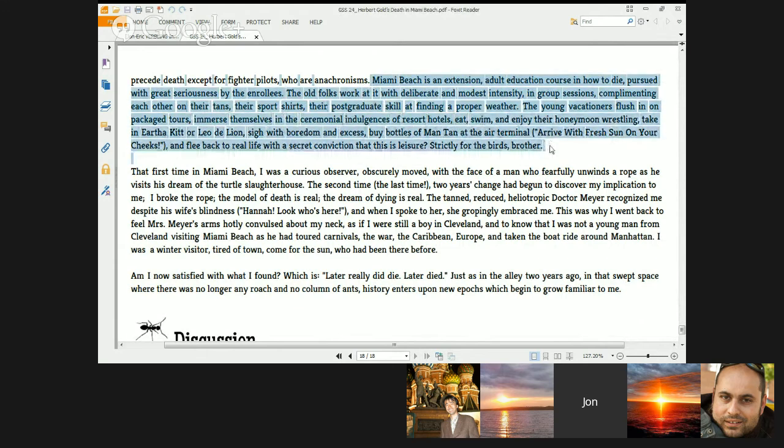Keep going. Miami Beach is an extension adult education course in how to die, pursued with great seriousness by the enrollees. The old folks work at it with deliberate and modest intensity, in group sessions, complimenting each other on their tans, their sports shirts, their postgraduate skill at finding a proper weather.